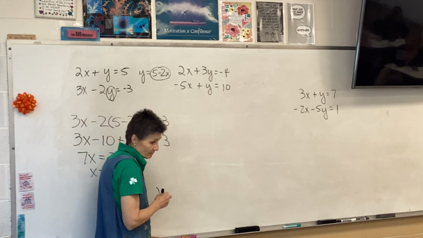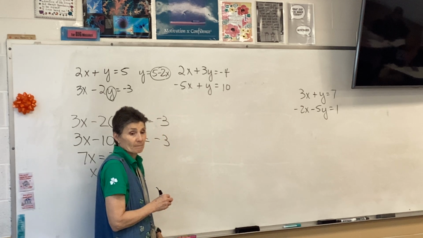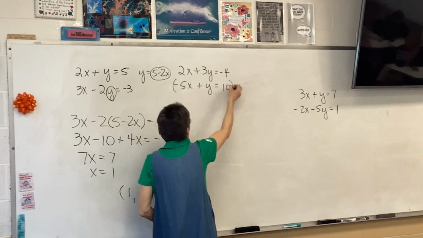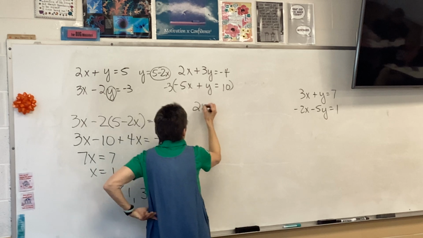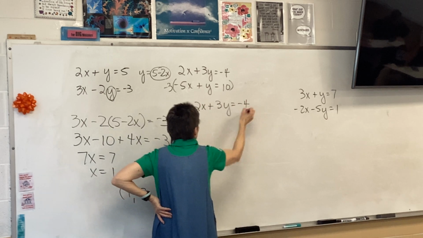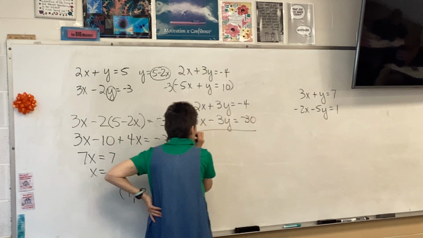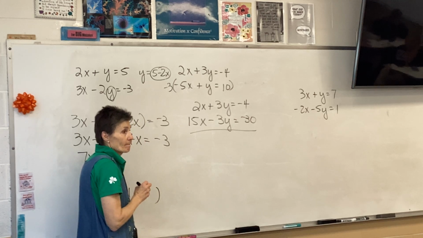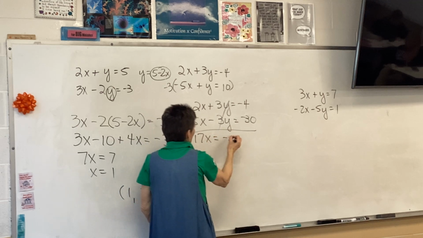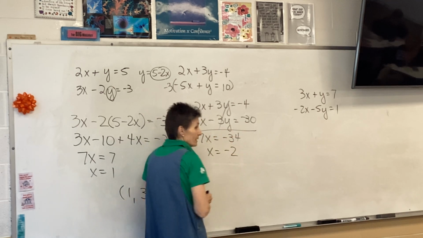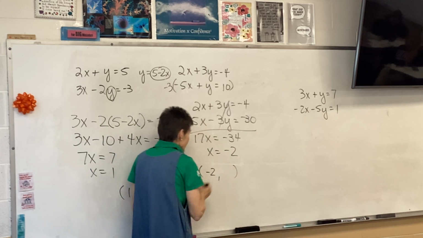All right, elimination. Yep, elimination. So what do you think? You got options here, and multiplying the bottom by -3 seems good. So 2x plus 3y equals -4, and 15x minus 3y equals -30. So that's what you get. So 17x equals -34, and x equals -2. So again, your answer has to look like this.